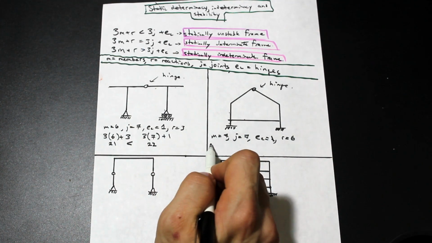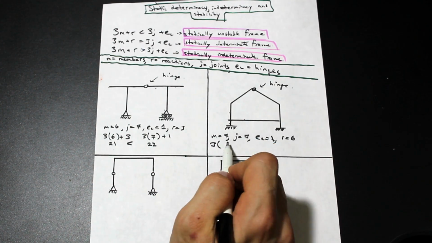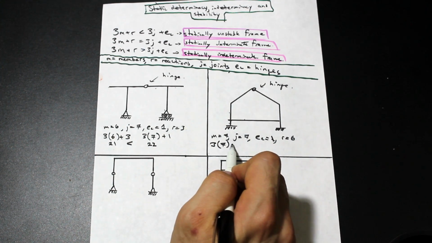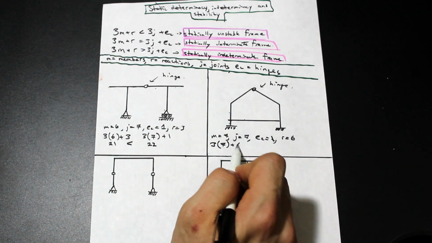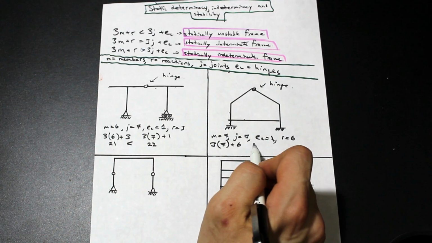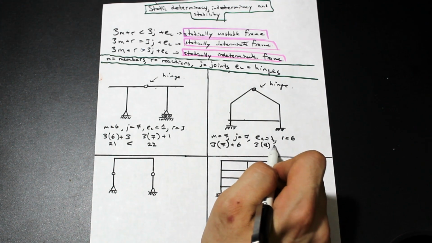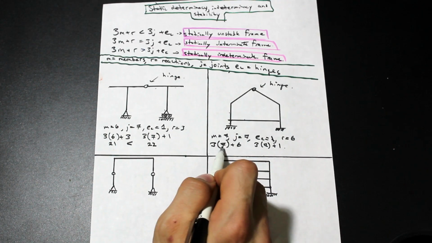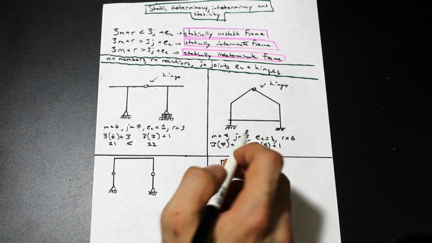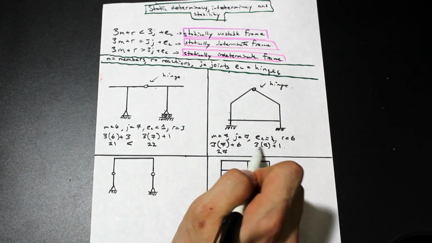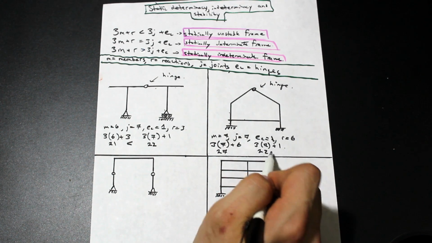So let's fill out the formula again. Let's do the left side. So we have 3M, okay, plus R, R is 6. And on the right side, we have 3J plus E sub C. So we have 21 plus 6. That's going to be 27. We have 21 plus 1. That's going to be 22.